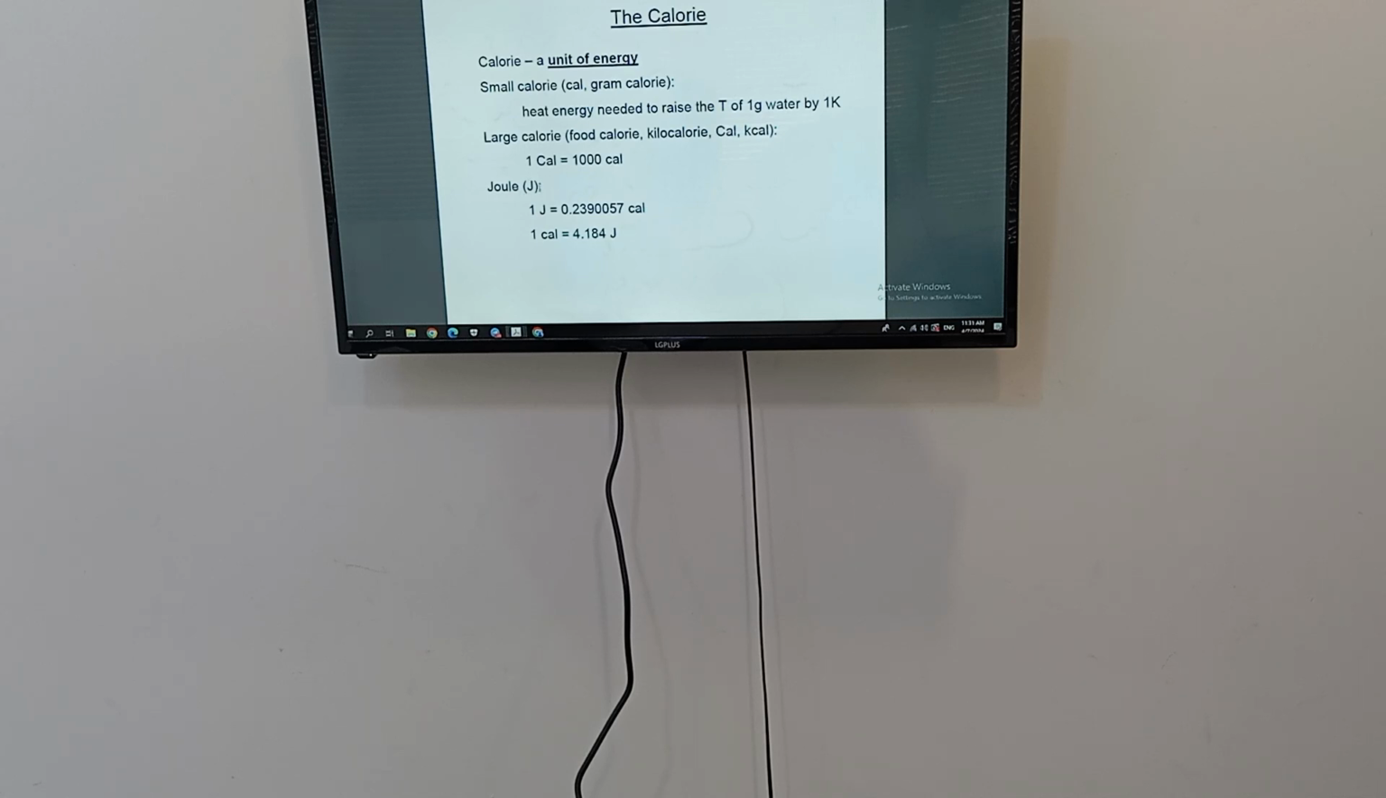Of course, the unit of it will also be in joules. 1 joule equals 0.390057 calorie and 1 calorie equals 4.1484 joule.